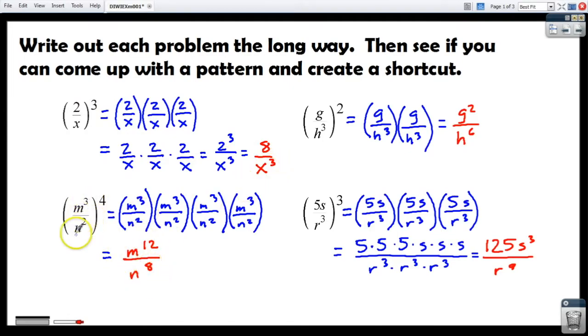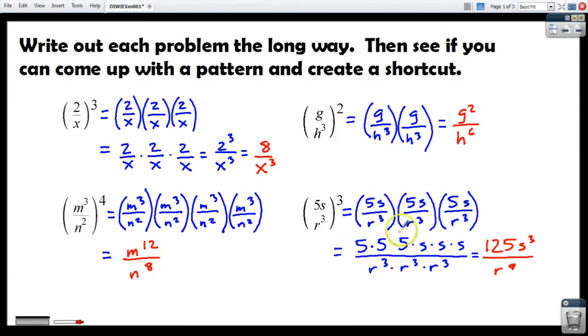And this is the one we left you off on. M to the third over n to the second, the whole division problem or quotient to the fourth power, written out the long way, then becomes m to the 12th over n to the 8th, because here m to the third times m to the third times m to the third times m to the third. We talked about this shortcut a couple lessons back where you're multiplying with exponents, you actually add them. Same thing on the bottom here. N to the second times itself 4 times. The shortcut is to actually add the exponents, so n to the 8th.